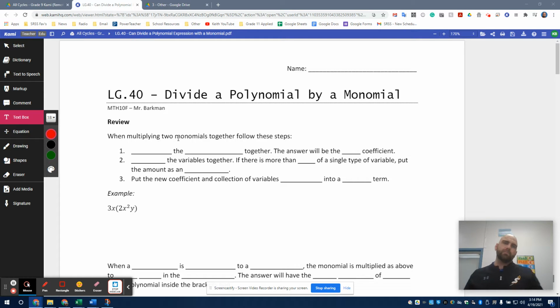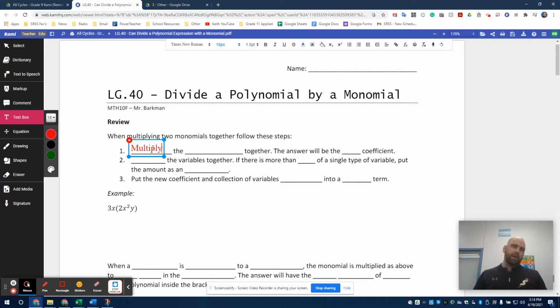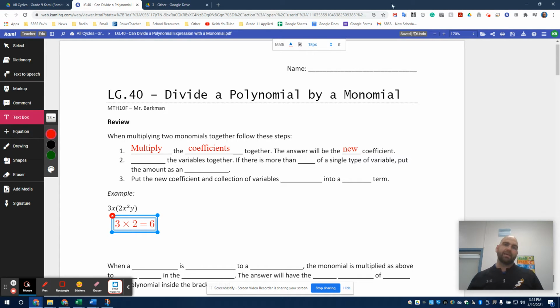Let's remember that when we multiply two monomials together, the first thing we do is multiply the coefficients together, and this answer is going to be the new coefficient. In the example here, we have 3 times 2, and so our new coefficient is going to be 6.